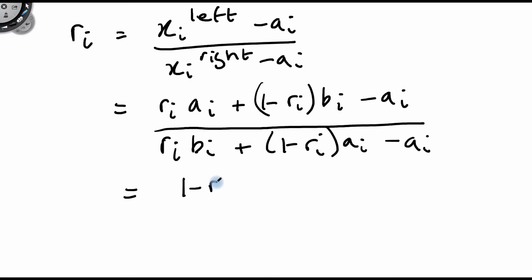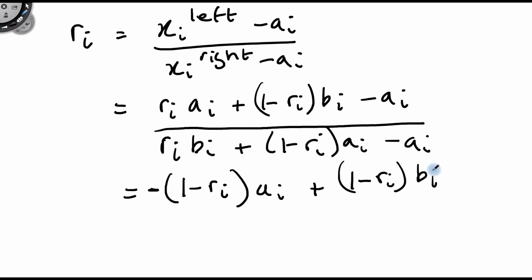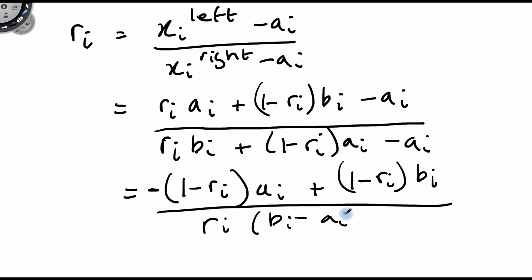So that's 1 minus R I minus AI. It will become apparent why that is in a minute. So that's plus 1 minus RI BI, and the AI's cancel here, so actually we already have RI BI minus AI. So finally we then have this common factor BI minus AI, so it's RI.